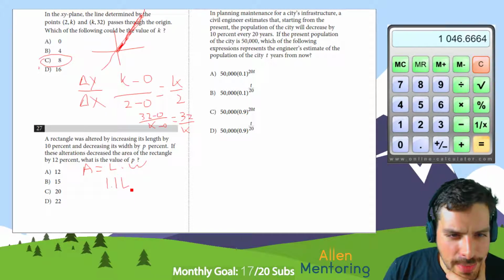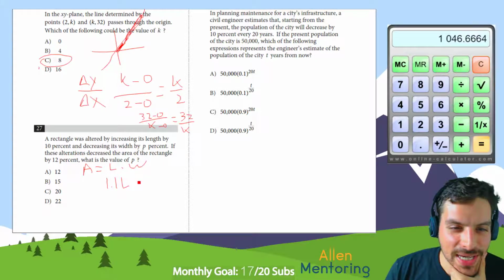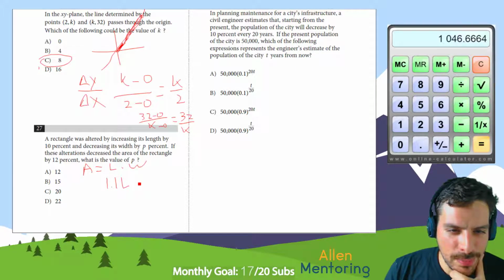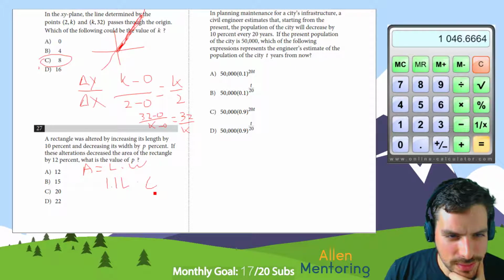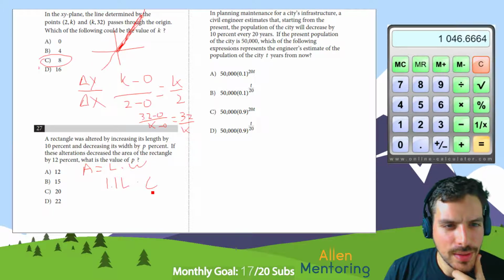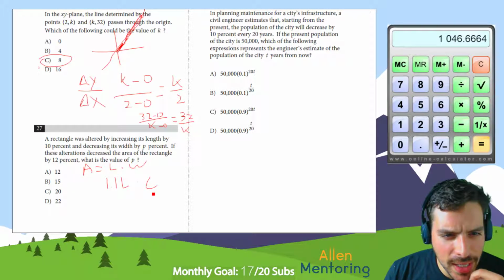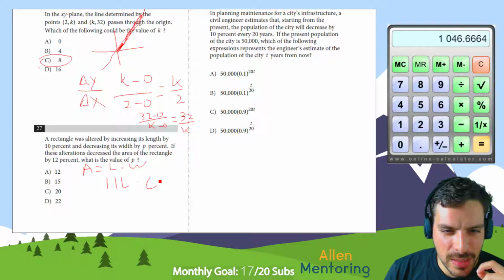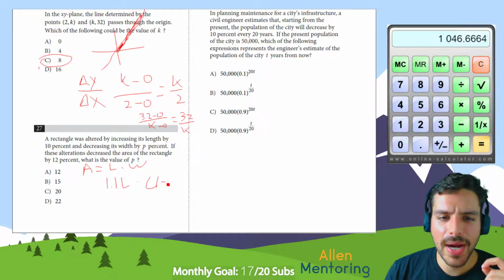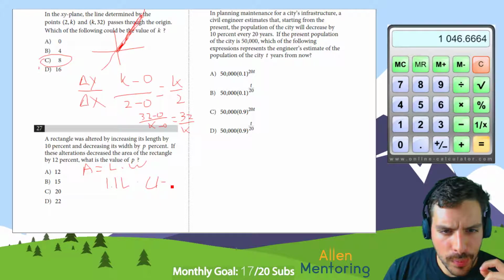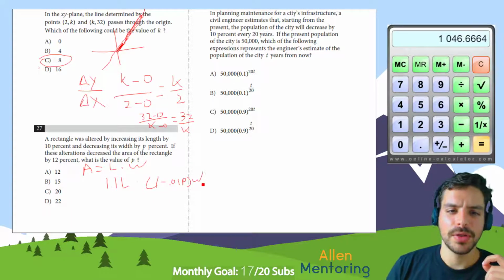Okay? And then we are decreasing its width by p%. Okay? So we're going to be multiplying it by 1 minus 0.01p times w, right?